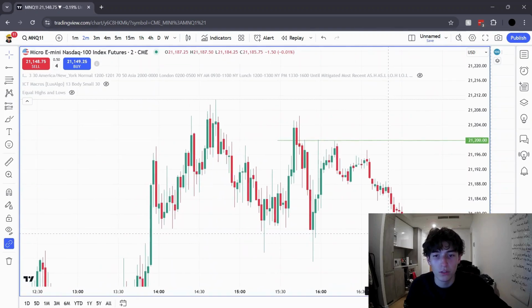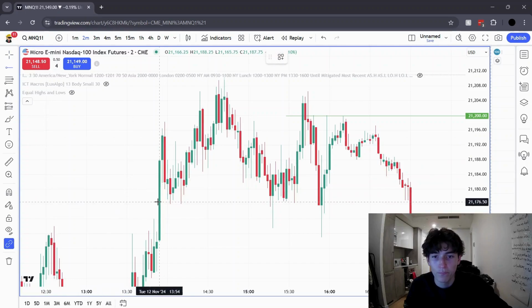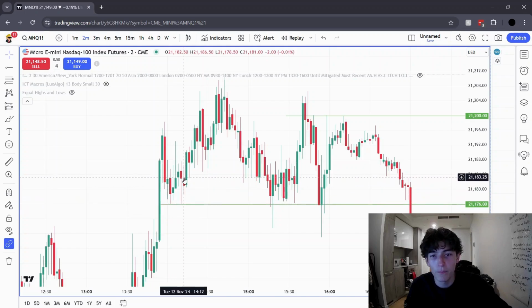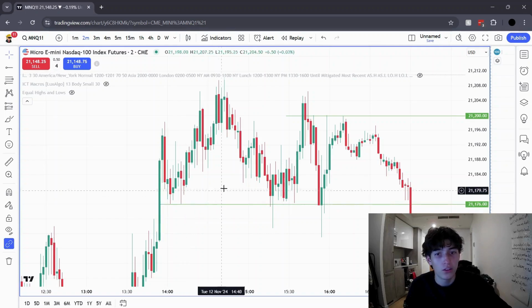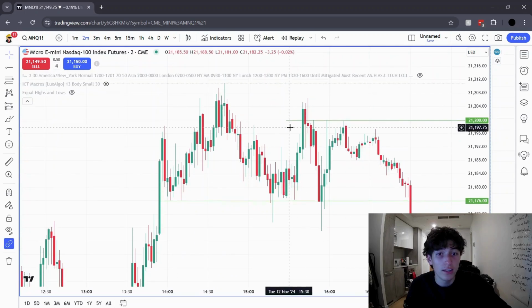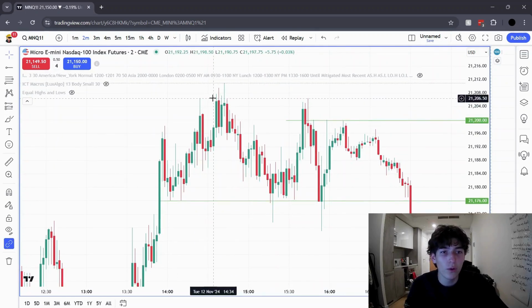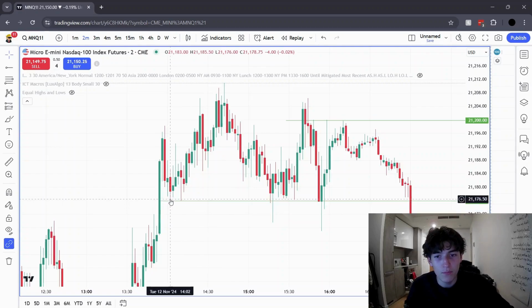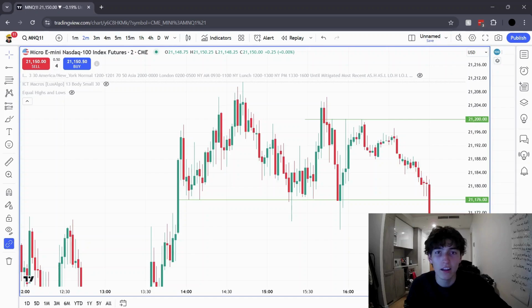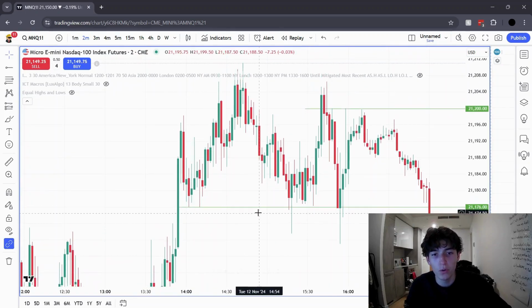Another example of equal lows right here. There's two equal lows. You see how it creates a low here, goes back up, creates a low at the exact same point. For example, here's at 21,206.50. What are the odds that it makes the same low at the exact same price at 21,176? It's not a coincidence. This goes to show that there's liquidity down here.